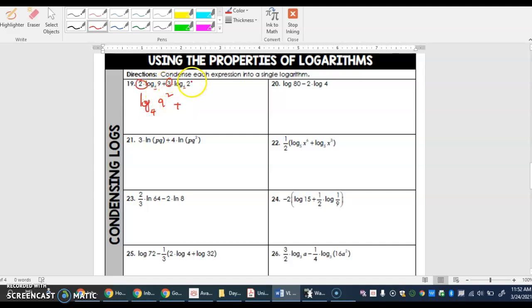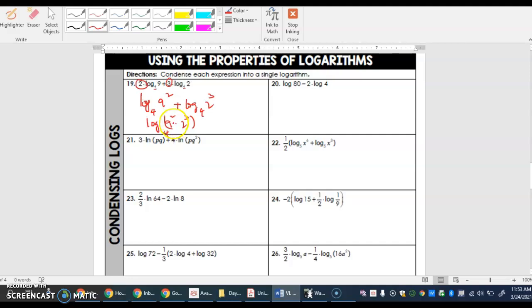And the 3 goes up here. So there are no more coefficients. So this becomes 2 cubed base 4. Now we are using the product property. So that will be log 9 squared times 2 cubed to the base 4. So all of that in a single argument.